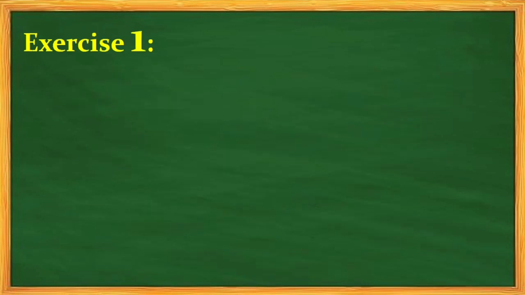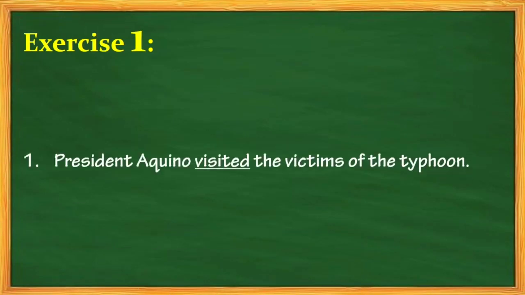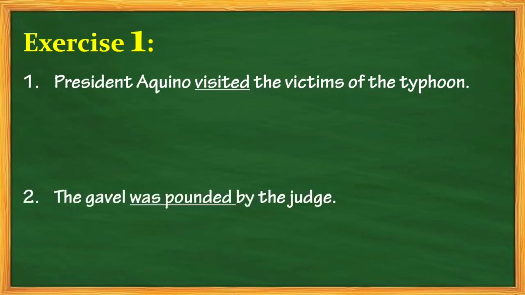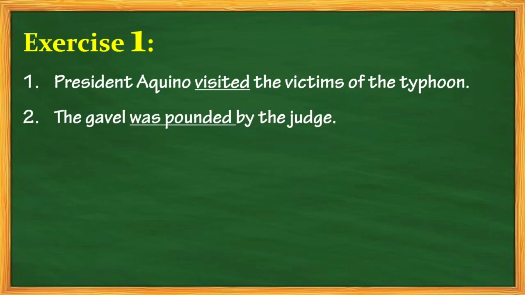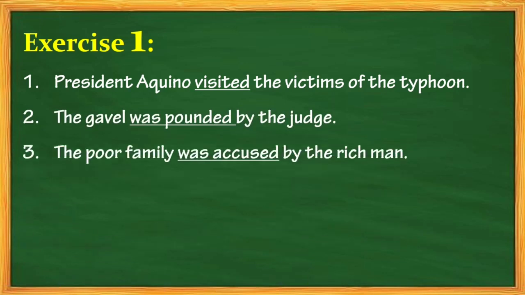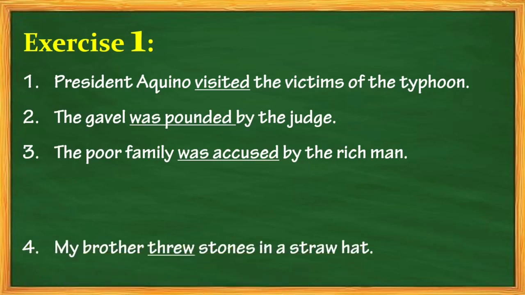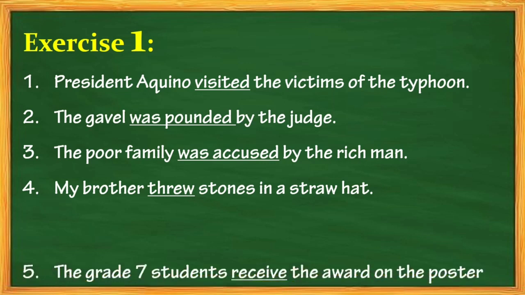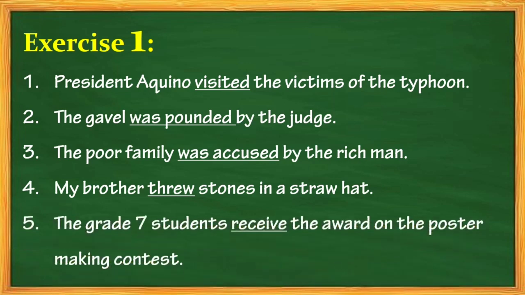In our first exercise, tell whether each underlined verb is active voice or passive voice. Number 1. President Aquino visited the victims of the typhoon. Number 2. The gavel was pounded by the judge. Number 3. The poor family was accused by the rich man. Number 4. My brothers threw stones in a straw hut. And number 5. The grade 7 students received the award in the poster making contest.